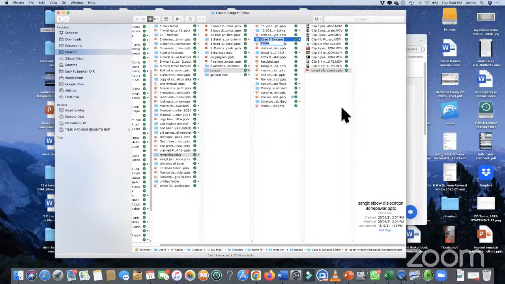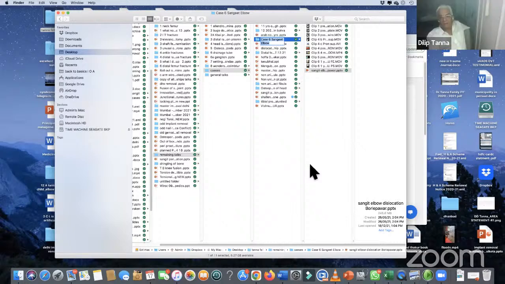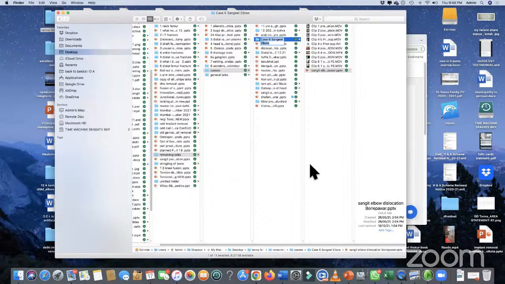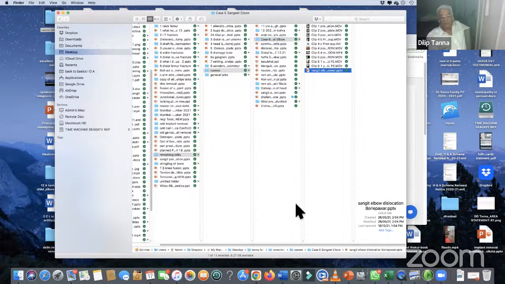Sir, the role of fibula here. Role of fibula is additional stability plus osteoconduction, or only stability? That's right. Additional stability plus a bone graft.